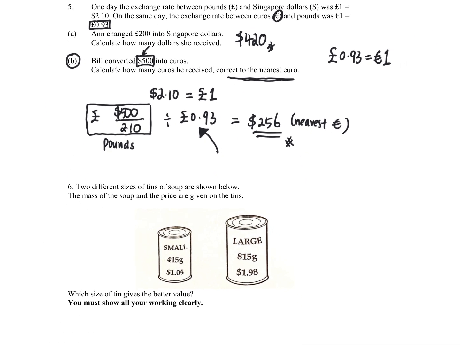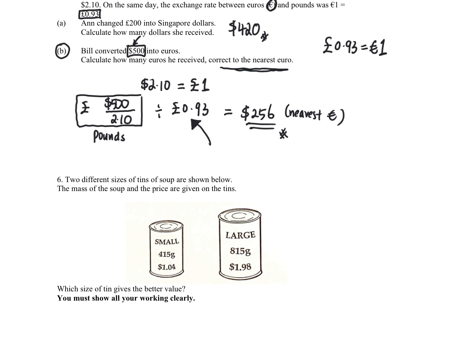Okay, last one. There are many ways you can do the comparison. One is finding every dollar, how many grams can you get? Or you can find every gram, how much does it cost you? Then you can compare which is a better buy. So if we look at the small one, you can do this. I use 450 grams to divide by $1.04.